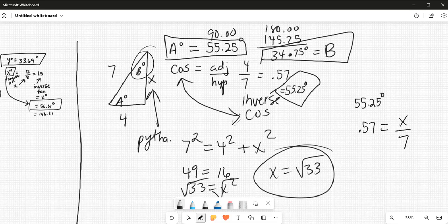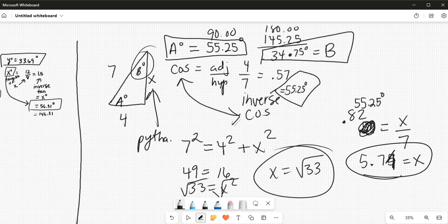So 7 times 0.57 is, oh wait a minute, I used the wrong thing. This is the cosine. Sorry. Need to do sine of 55.25. So that's going to be 0.82. So 0.82 times 7 is, I'm sorry, 5.74, excuse me, equals x.